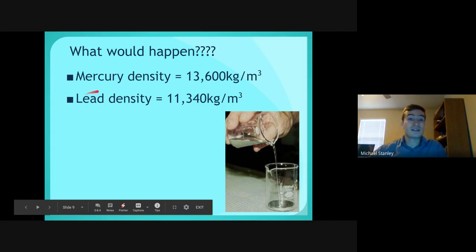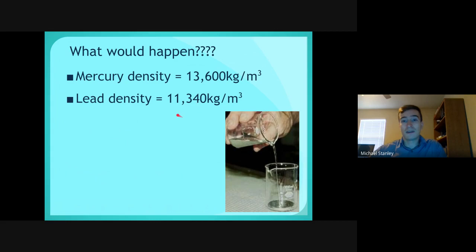Lead is another metal. Lead is not liquid. Lead is a solid. The density of lead is 11,340 kilograms per meter cubed. So mercury is a liquid and lead tends to be a solid. So if you had a block of lead or a lead ball, and you dropped it into a vat of liquid mercury, what do you think is going to happen to the lead ball? Is the lead ball going to sink or float on top of the mercury?